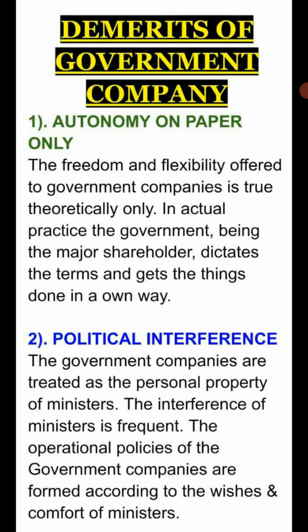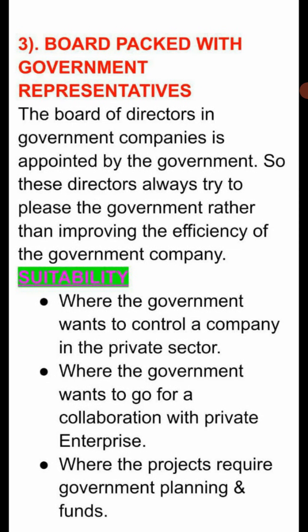Next demerit is political interference. Government companies are treated as the personal property of ministers and politicians, and the interference of ministers is frequent, and that is why it becomes very hard to work in the government company in a proper way.